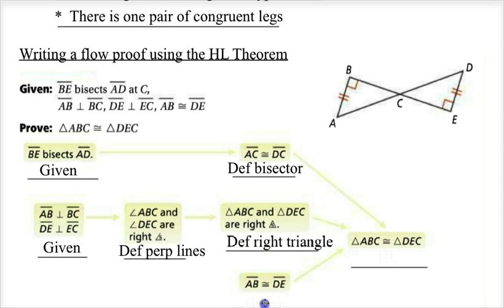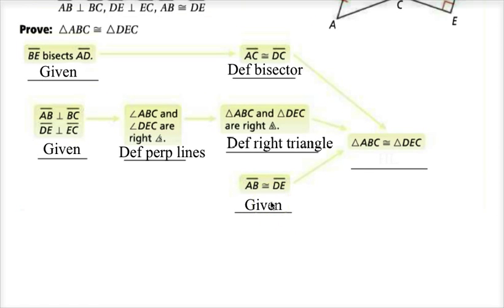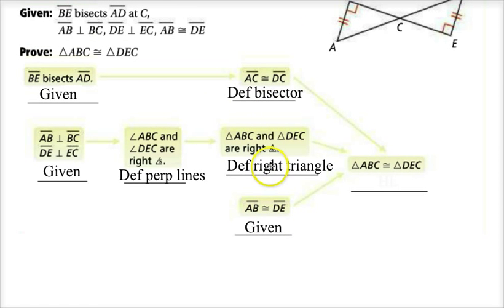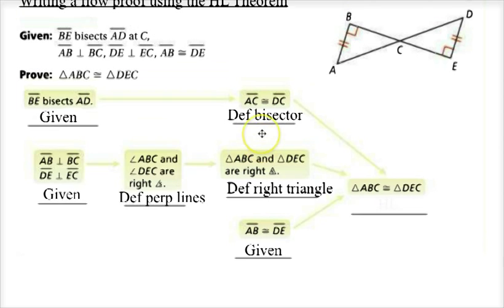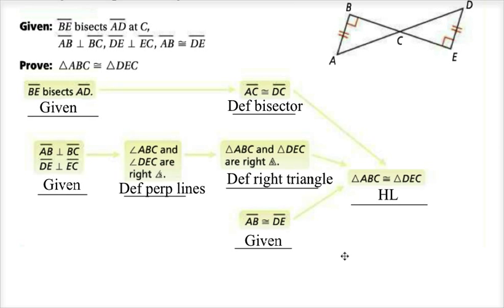And then I have my other given, which was AB congruent to DE. So AB is congruent to DE. So I have right triangles. I have the hypotenuse right here, AC congruent to DC, and then I have my legs, which were given. Therefore, triangle ABC is congruent to triangle DEC by hypotenuse leg. Okay, so that's another way to prove triangles are congruent. They have to be right triangles, and you need the hypotenuse and you need the leg.